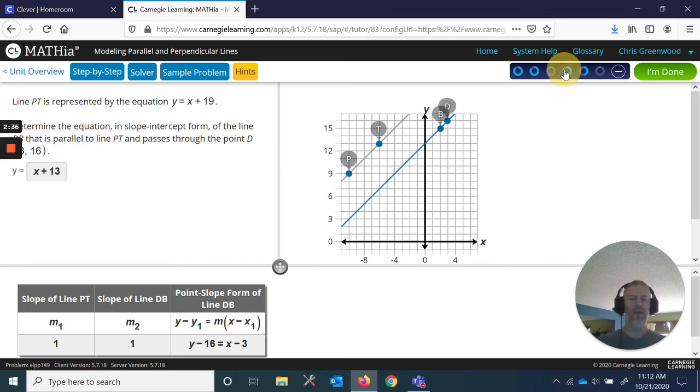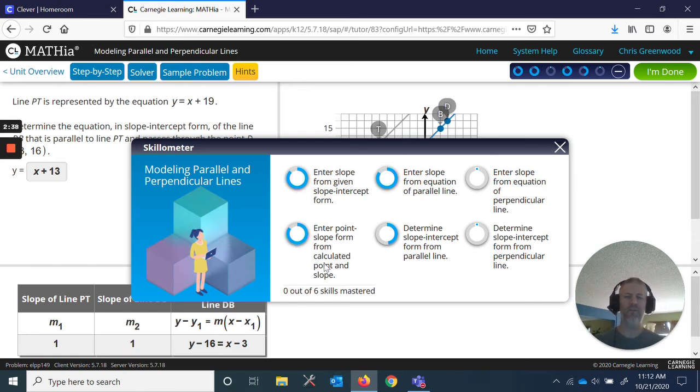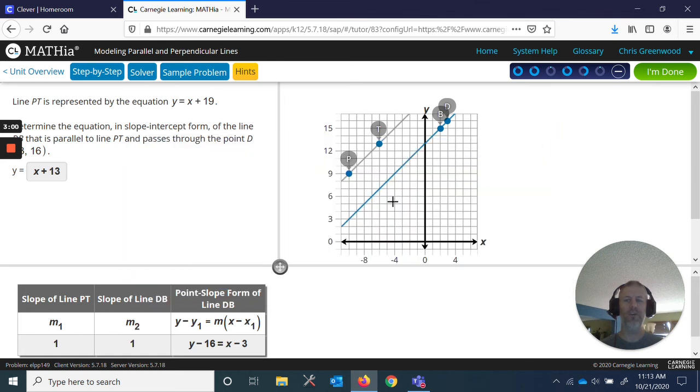And so when you look at this, it's going to tell you these different skills and how close you are. So by doing one problem so far, I can enter my slope from parallel equation. I can enter slope from slope-intercept form. So I'm working on these 6 skills. As you master these, that's how you'll get through these. If you need to use a hint, that's okay. If you hint through everything, it's not going to give you a good score and you'll just end up not really understanding it. But don't be afraid to take a hint if you need one, okay?